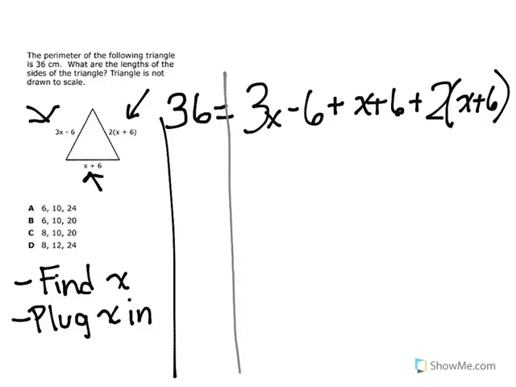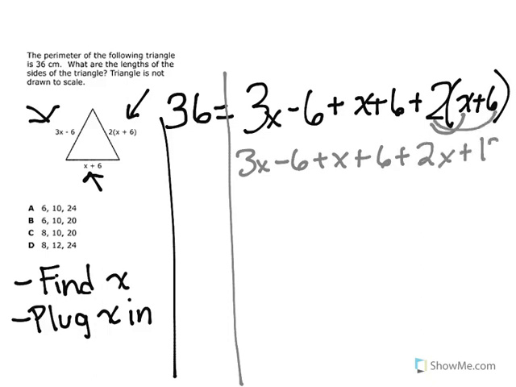So I'm going to write my equation. In order to solve an equation, you always distribute if possible, combine like terms, get the variable on one side, and then solve for it. So let's distribute. I have 2 times x is 2x. So right now I have 3x minus 6 plus x plus 6 plus 2x plus 2 times 6, 12.